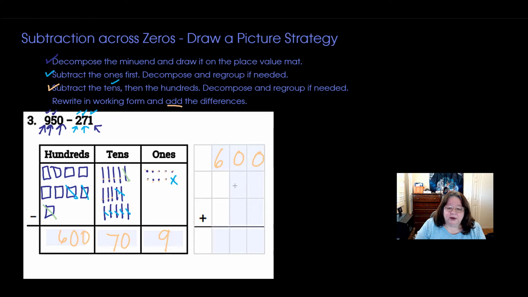So let's bring the 600 up. Let's bring the 70 up. And let's bring the 9. Let's add them up. 9, nothing in the tens except for the 7 tens. We can just write that in. And no other hundreds. All right, our answer is 679. And we have done this using the draw a picture strategy. Thank you for joining me.